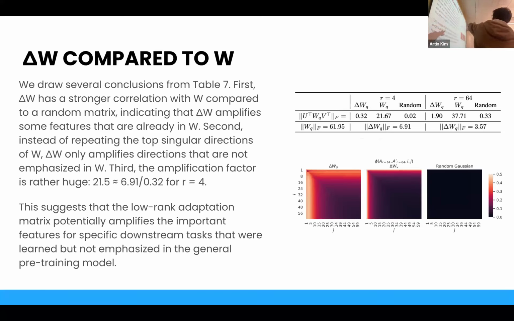Second, instead of repeating the top singular directions, the delta weight file only amplifies the directions that are not emphasized in the original weight file. So it kind of makes sense. If you have image generation, it can generate cats. You're not trying to teach it that, it can generate cats, it's just not generally going to do that or be good at that. It's not like you're going to generate random noise images. You just want it to amplify that cat generation or this certain trait it has. And that's what the fine-tuning does. The model has that knowledge in it. You just need to push it in that direction. That's what the fine-tuning process is.